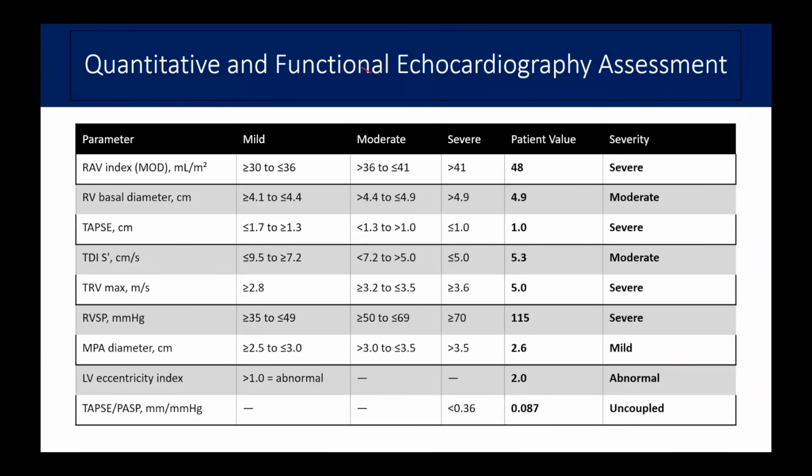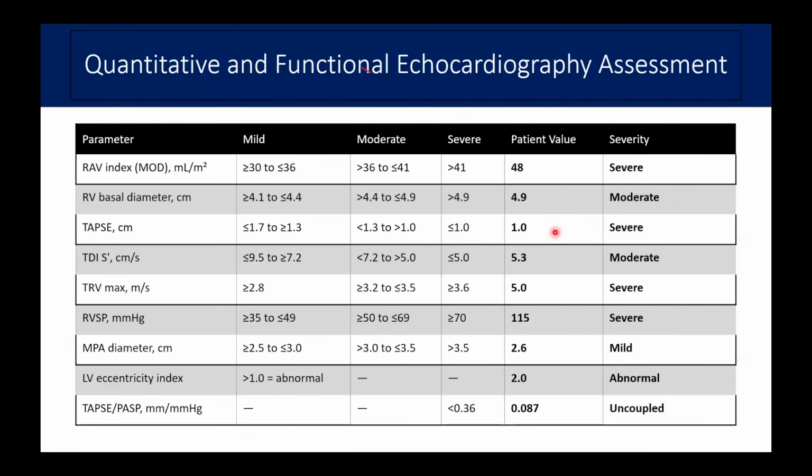And these were his values. So these are ASE 2025 guideline severity markers here, and these are our patient values here. So he had right atrial volume index 48 in the severe range, basal diameter of 4.9 centimeters, which was actually in the moderate range for him.